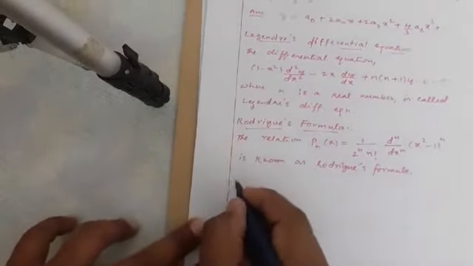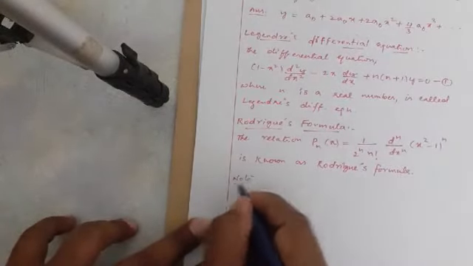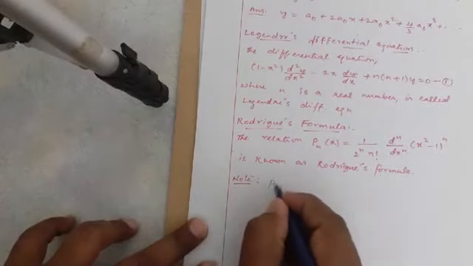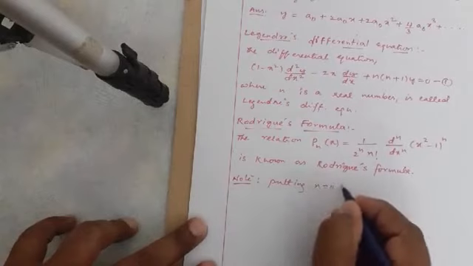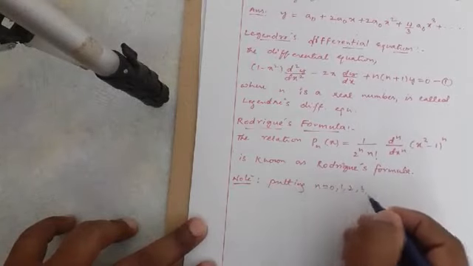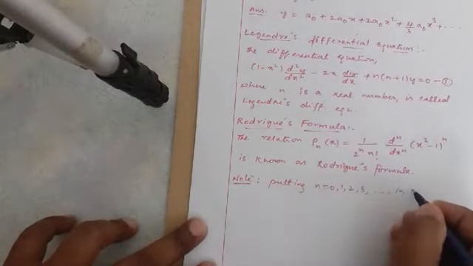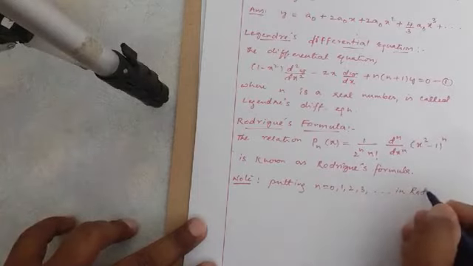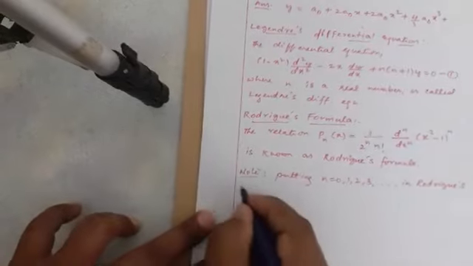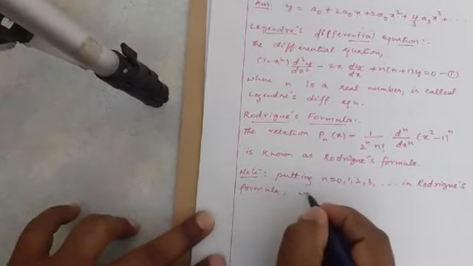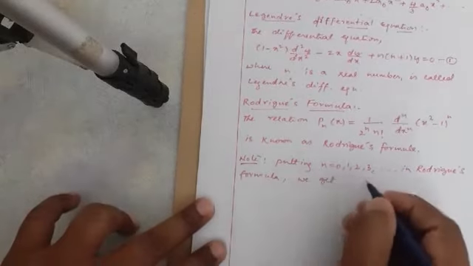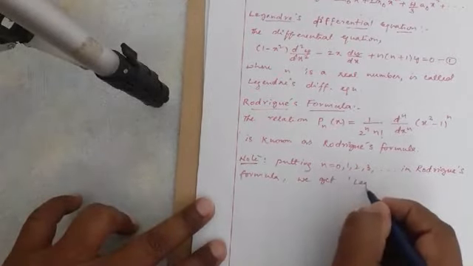So now note, putting n is equal to 0, 1, 2, 3 and so on in Rodrigues formula, we get Legendre's polynomial.